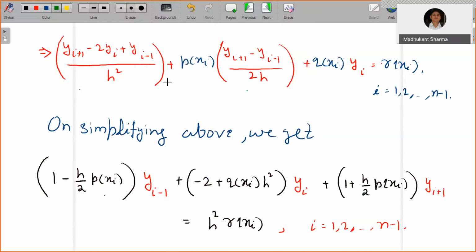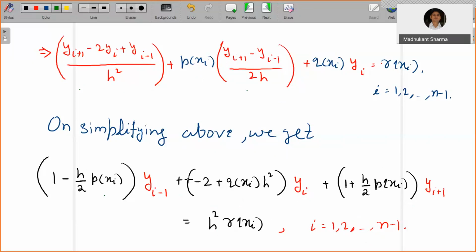Similarly, if you look at the yi coefficient now, it is minus 2 from the first term, and from the second term there is nothing. From the last term you have q of xi into h square. Now similarly the coefficient of yi plus 1. Here the coefficient is 1 because h square is on the right side, and from here yi plus 1 it is again h times p of xi by 2, so with plus sign. So these coefficients of yi minus 1, yi and yi plus 1 equal h square times r of x. So you have n minus 1 equations.